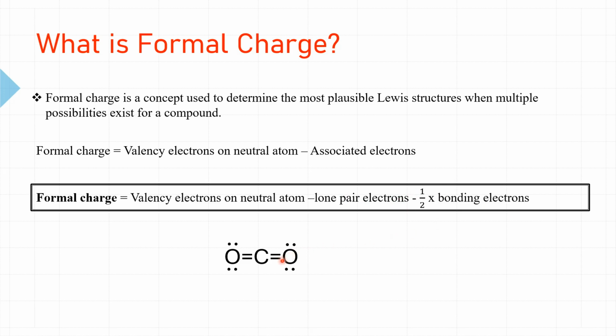Oxygen is double bonded. Double bond means 4 electron sharing. So half times 4. Then you can see 6 minus 4 is 2, and 2 minus half times 4 is 2, so 0 charge on the right hand side oxygen. The same way, if you calculate on the left hand side oxygen and on the carbon, 0 formal charges. Therefore, the overall charge on the carbon dioxide molecule is 0. It is a neutral molecule.